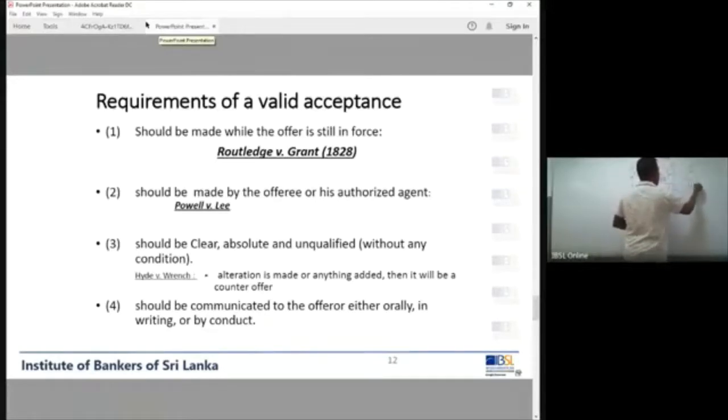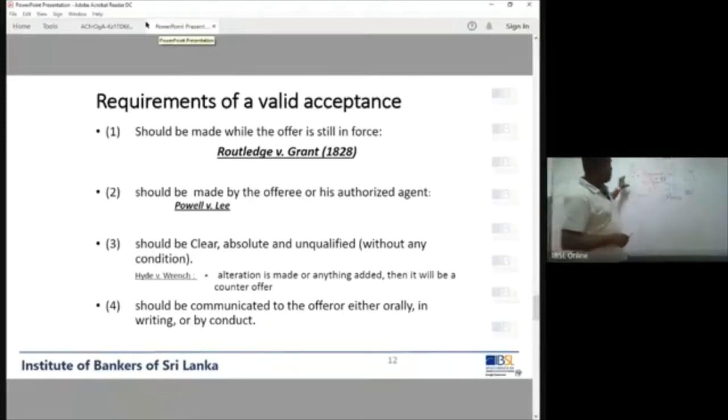However, instead of B, C accepts the offer. She wrote the acceptance letter and sent it to the offeror A. The question is whether there is a contract between A and C now. A made the offer to B. Instead of B, C accepted the offer.